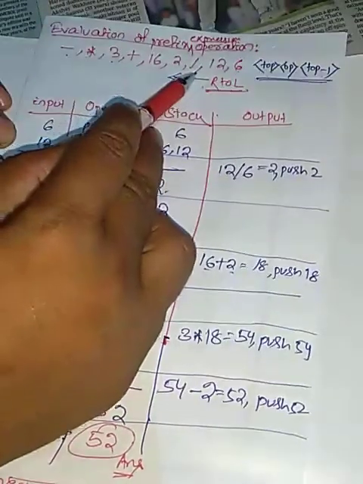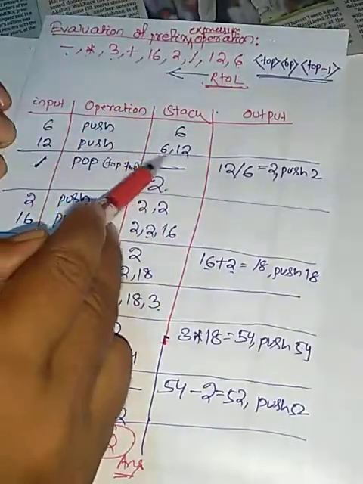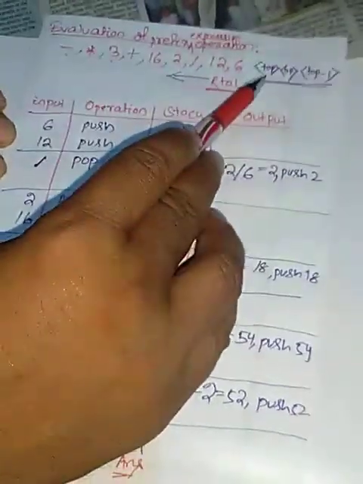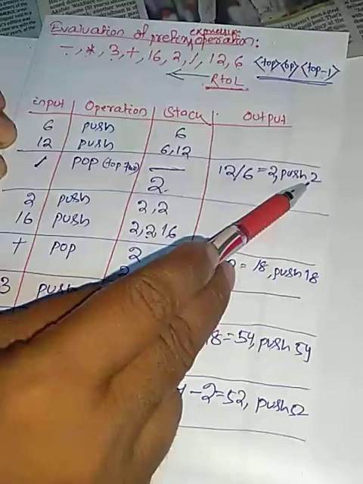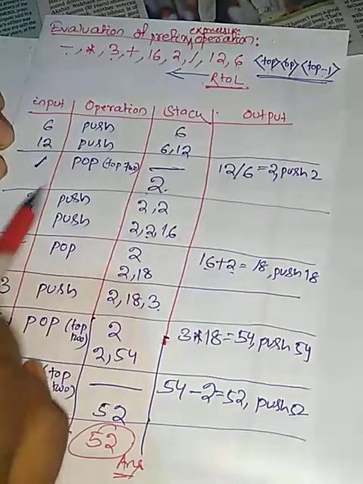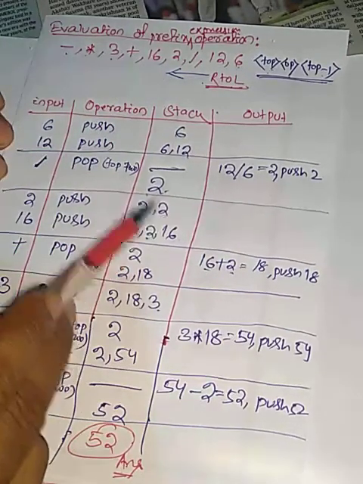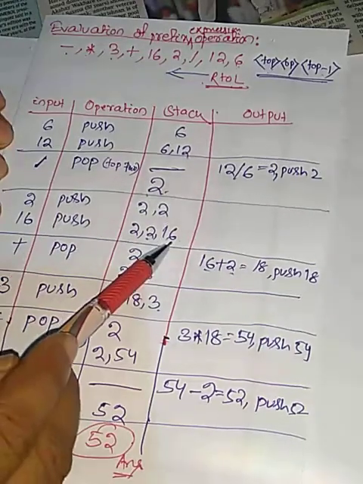Then we encounter a symbol which is an operator. If an operator is found, then pop top 2 elements. On top 6 and 12 are there, so we'll pop them out, but the order of operation is top operator top minus 1. So top is 12, 12 by 6 equal to 2, and we will push the result. So now 2 is on the stack top. Then we encounter 2 more operands, 2, push it onto the stack, 2 on top. Then 16, again push 16 on top.